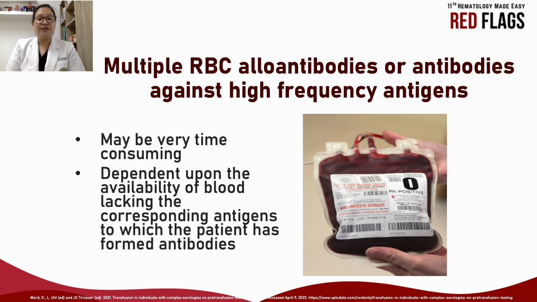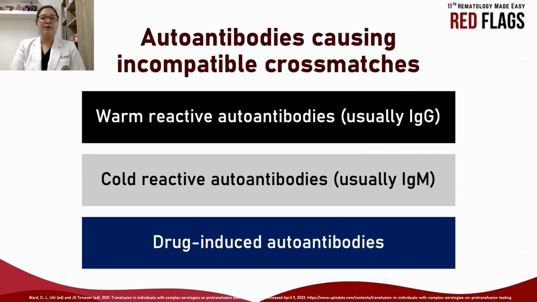Finding compatible blood for patients with multiple RBC alloantibodies or antibodies against high-frequency antigens may be very time-consuming and is dependent upon the availability of blood lacking the corresponding antigens to which the patient has formed antibodies. There are three types of autoantibodies that may be responsible for causing incompatible crossmatches. We have the warm reactive autoantibodies, usually IgG, cold reactive autoantibodies, usually IgM, and drug-induced autoantibodies.